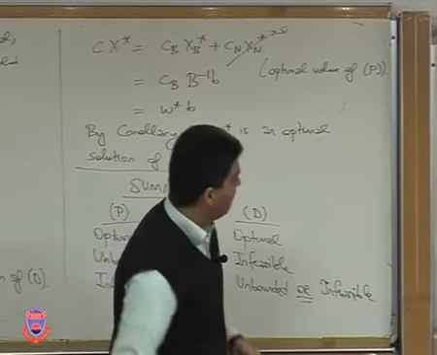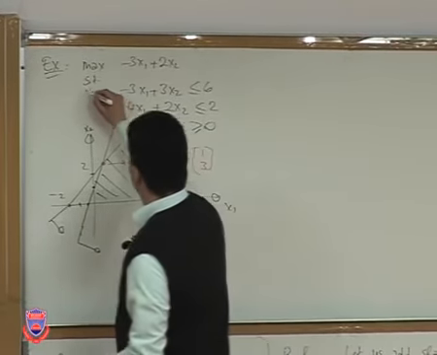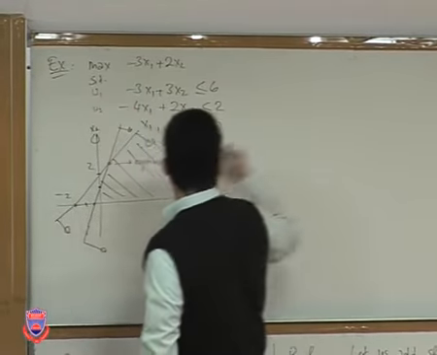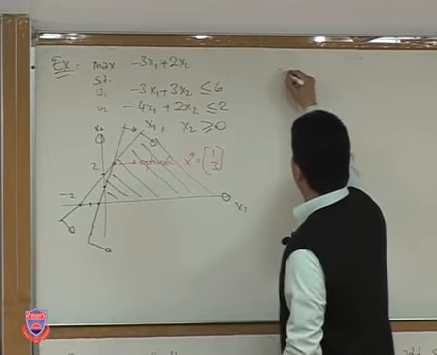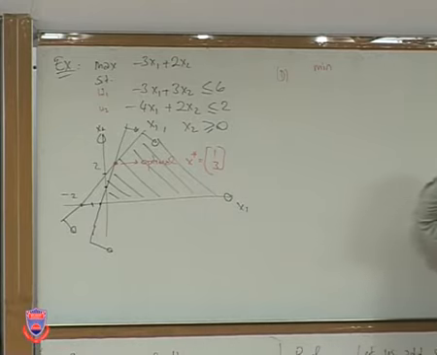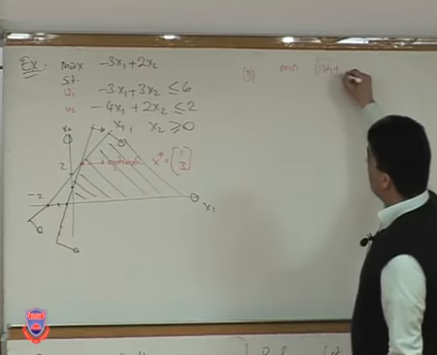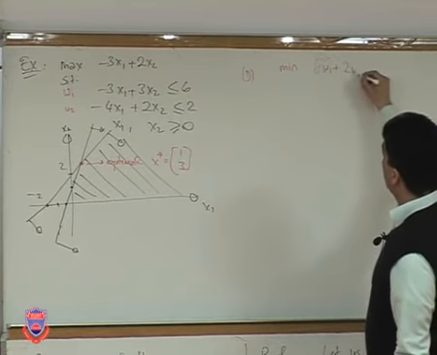All right, so what is the corresponding dual problem? So this is my W1, this is my W2. The dual problem will look like the following. It's going to be a minimization problem. What is the objective function? So 6W1 plus 2W2, okay?